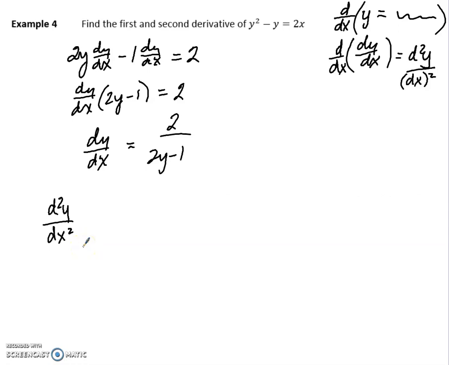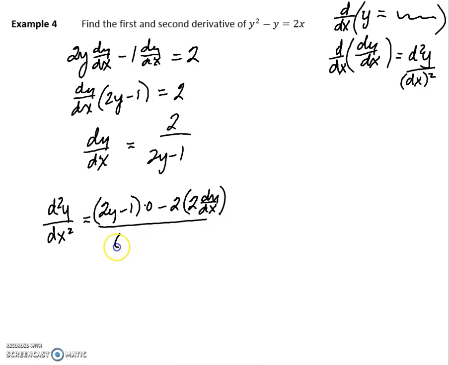Okay, so I'm going to do this as a quotient rule. Quotient rule says I take the bottom, 2y minus 1, times the derivative of the top. The derivative of 2 would be 0, minus the top times the derivative of the bottom. The derivative of the bottom actually isn't bad. It's 2, but dy/dx, over the bottom squared. Now the top isn't terrible because that's all 0, so I basically just have this, and I get negative 4 dy/dx over (2y - 1) squared.